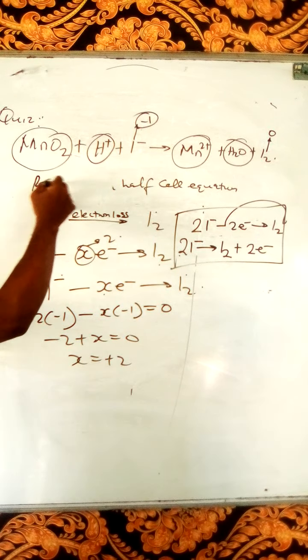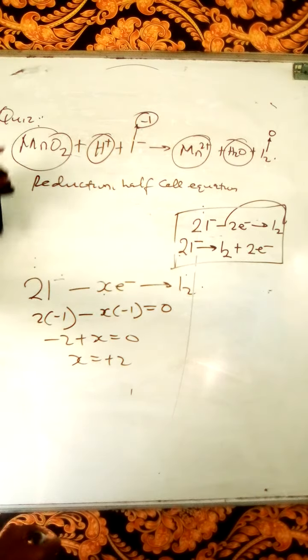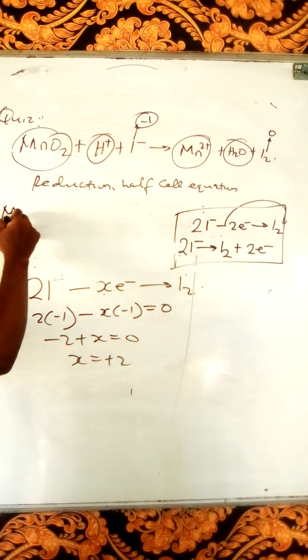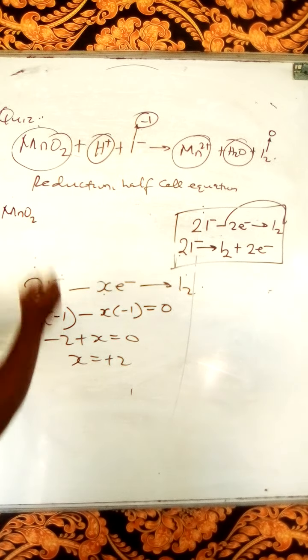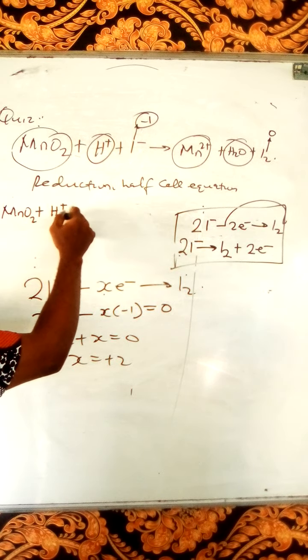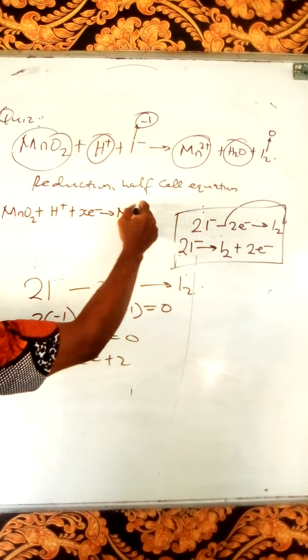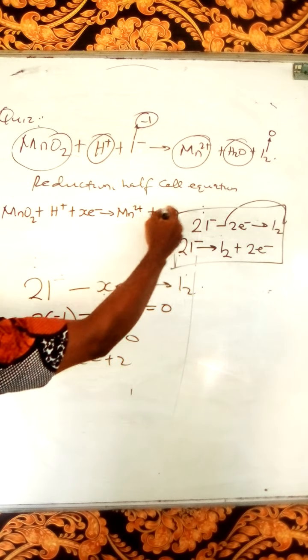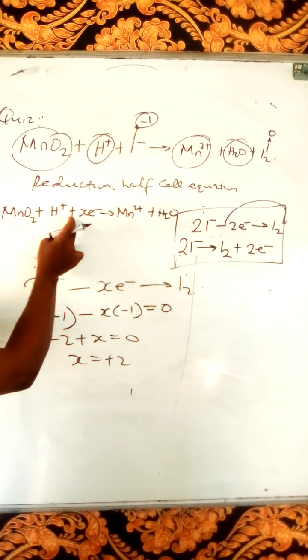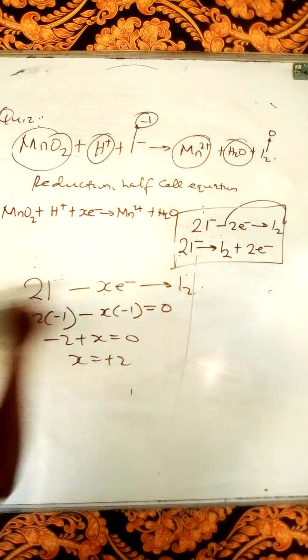Now to write the reduction half cell equation, we have to use MnO2, manganese 4 ion, plus hydrogen ion, then of course plus electron, giving us manganese 2 ion plus water. So why did I add electron? Reduction is electron gain. Why did I subtract electron earlier? Because that was electron loss.